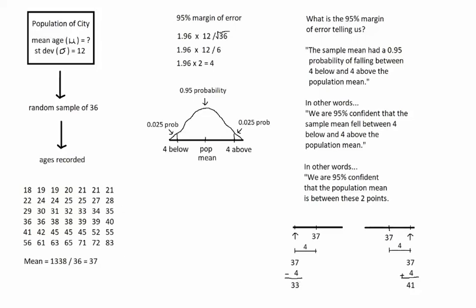So all we're really saying here is when we say we're 95% confident that the population mean is between 33 and 41, we're really just saying that we're not confident that the population mean is 37, but we're confident that it's somewhere in the nearby area of 37, more specifically, somewhere between 33 and 41. And we're not 100% sure, but we're just 95% confident that it's somewhere between 33 and 41 in the nearby area of the sample mean of 37.